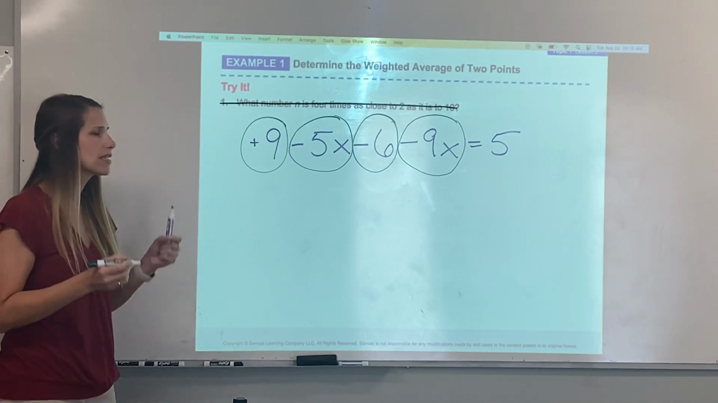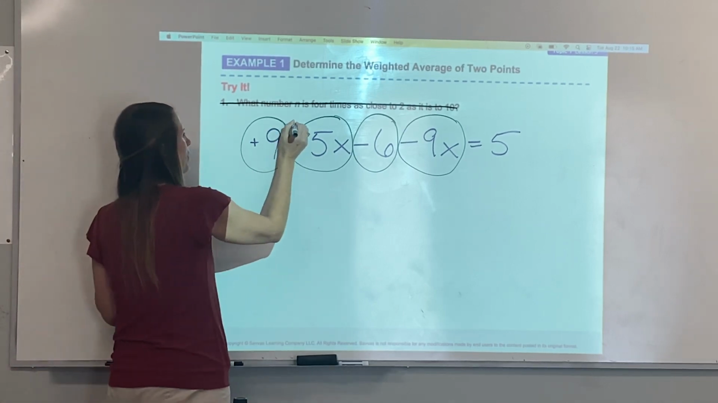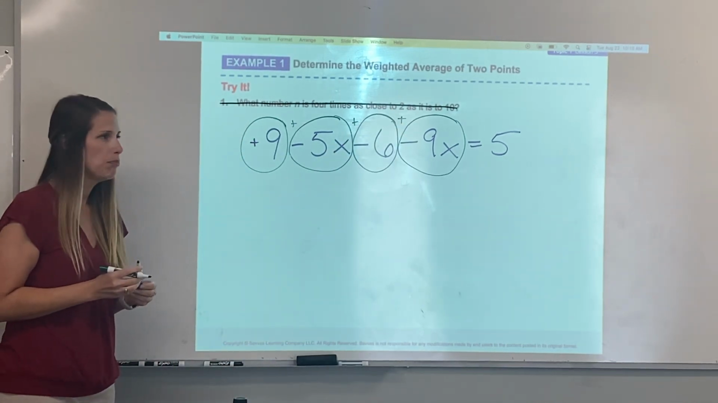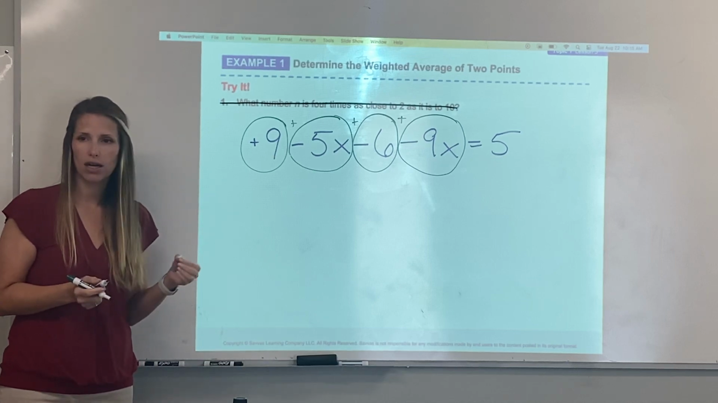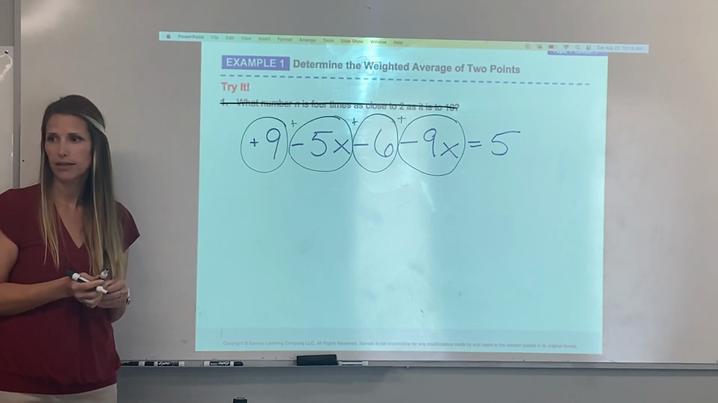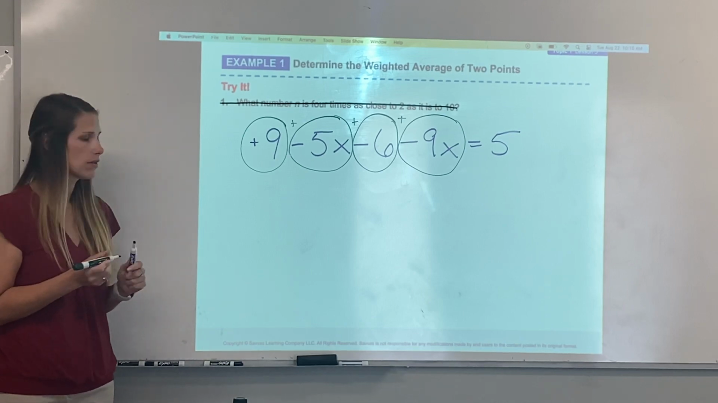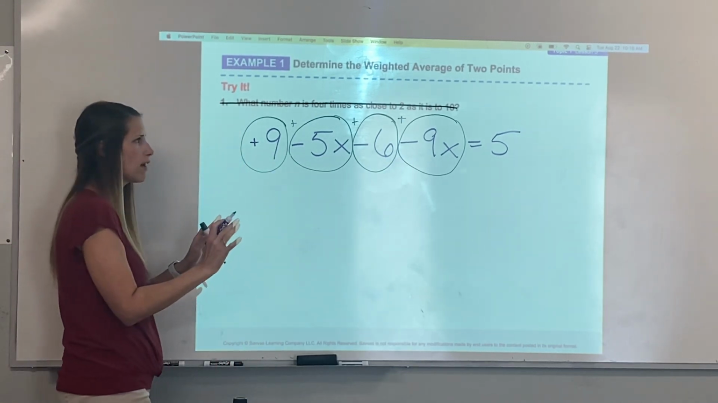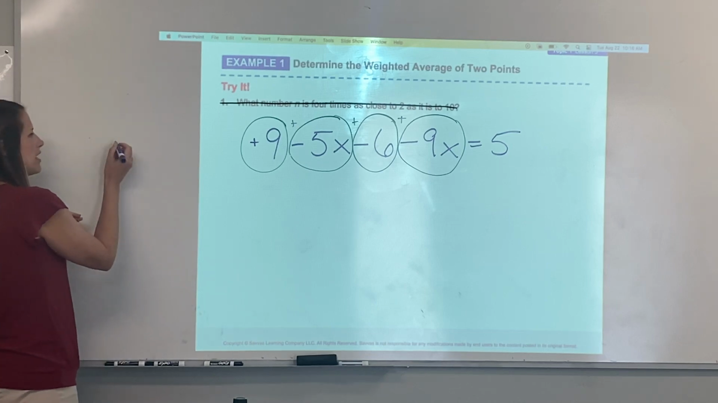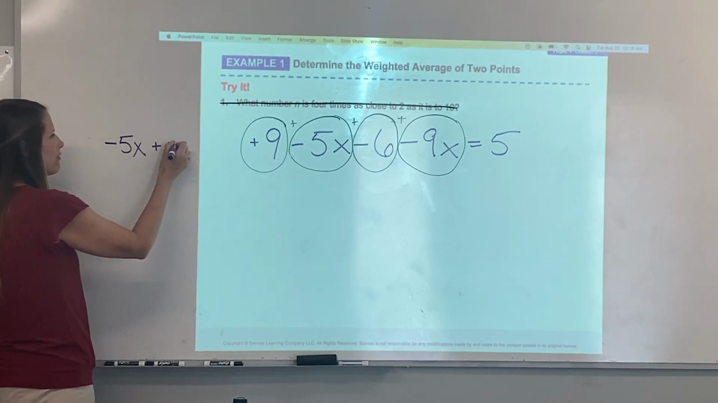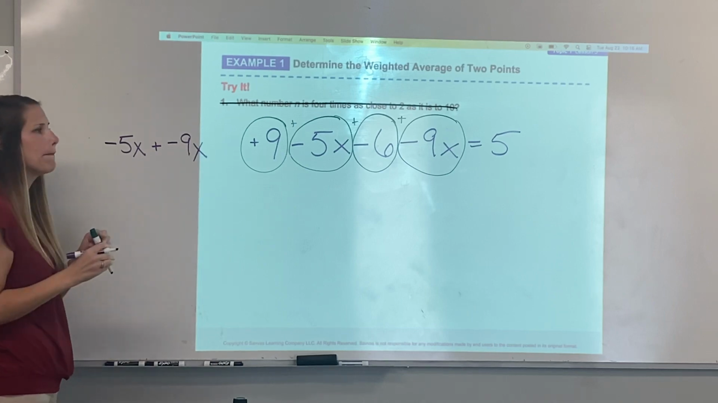Now, we are combining like terms. So that means everything that can be added together gets added together. But we can only add things together if they are alike. Can you name 2 terms that are alike? Negative 5x and negative 9x. Good. The negative 5x and the negative 9x. I'm going to write that over here. Negative 5x combined with a negative 9x.